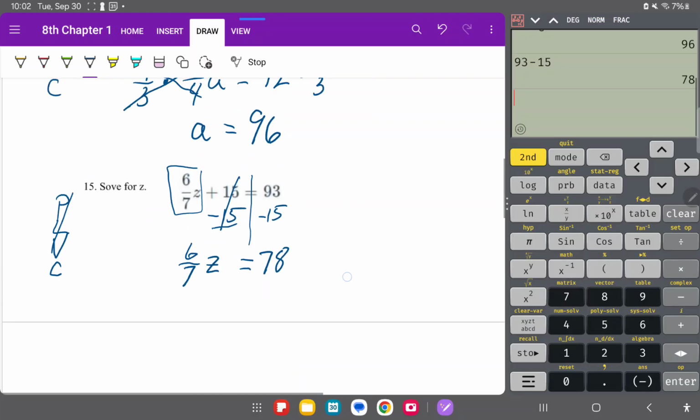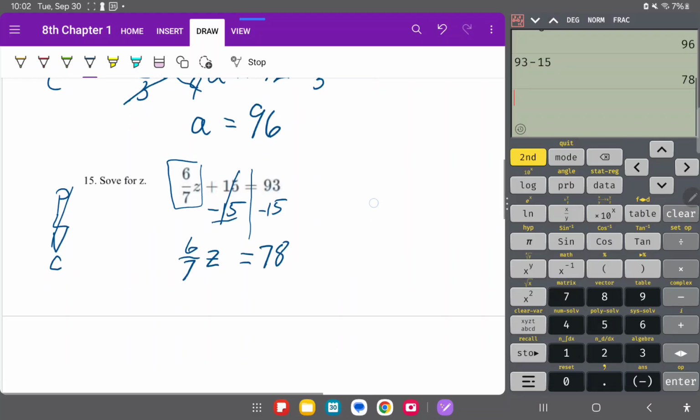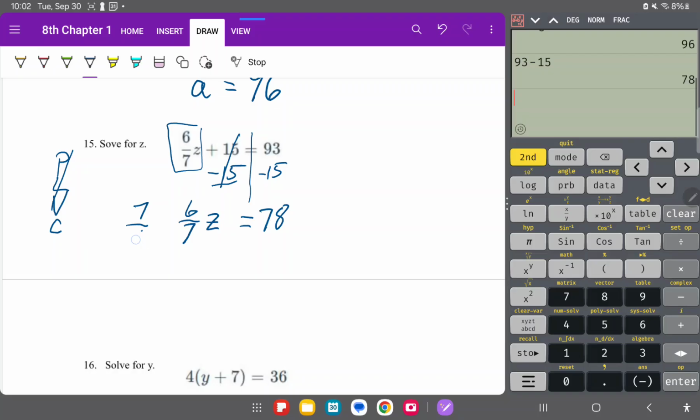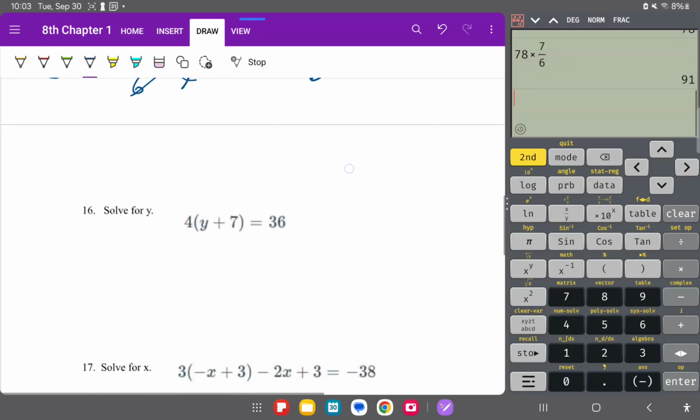All right, so what do we do here? Same thing we did right there. We're going to multiply by the reciprocal. So over here, that cancels out, so I'm left with just z. Then I need to do 78 times 7 over 6, just like that. And that's going to give me 91, just like that. Okay? So if you're not sure how to use your calculator, make sure you ask. Okay? So we can talk about that.